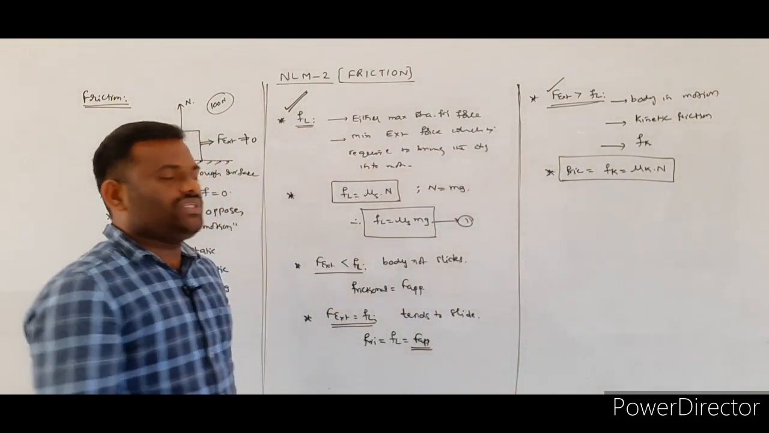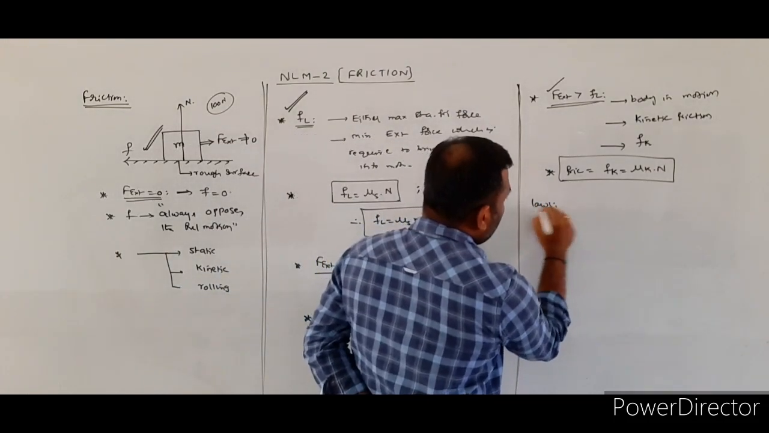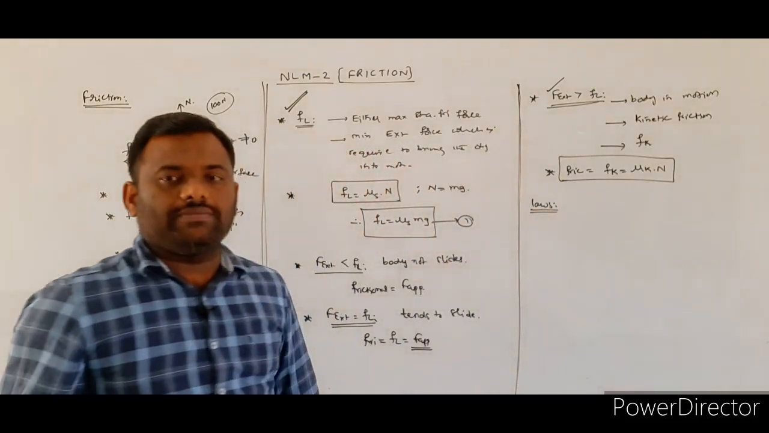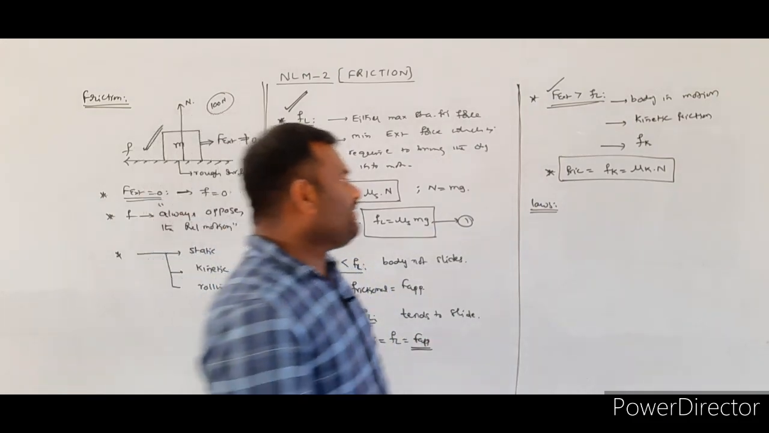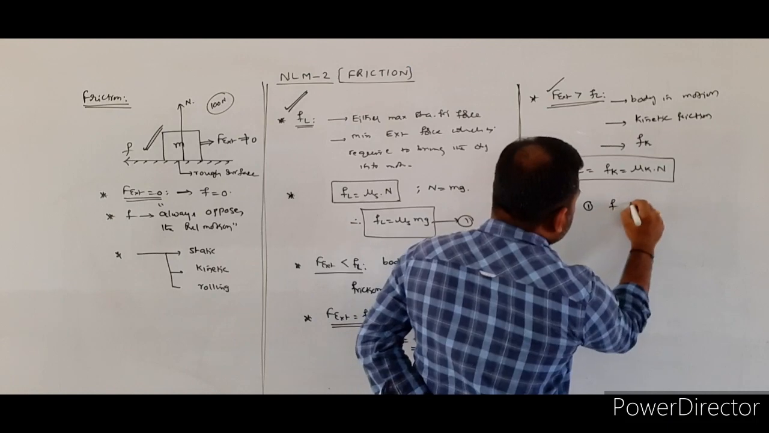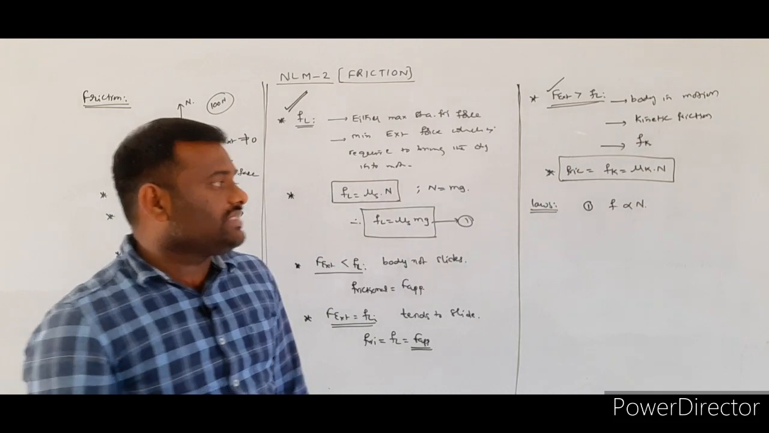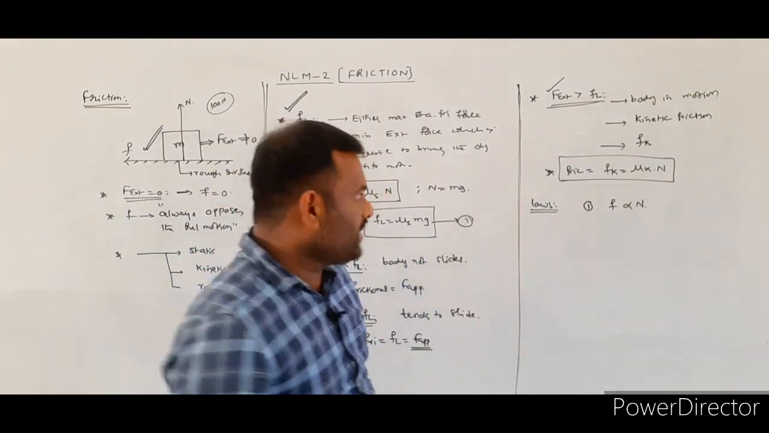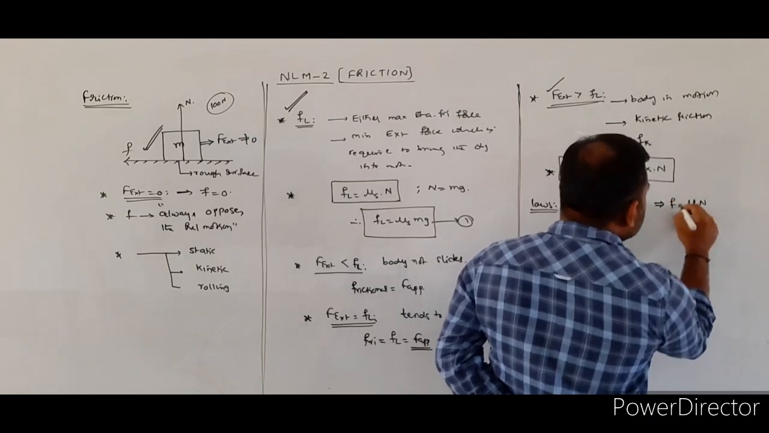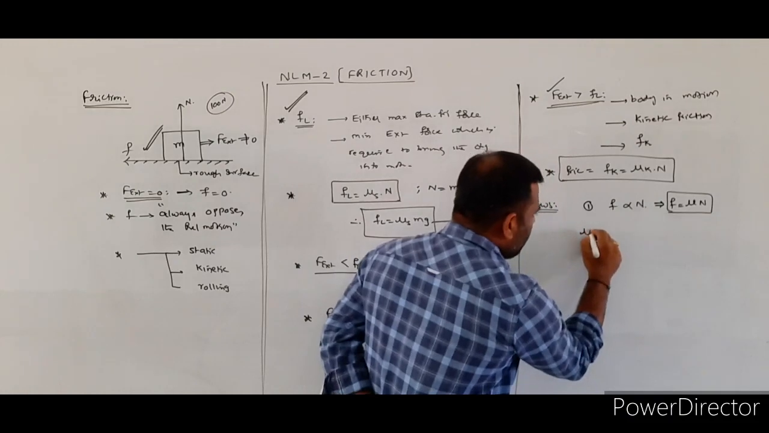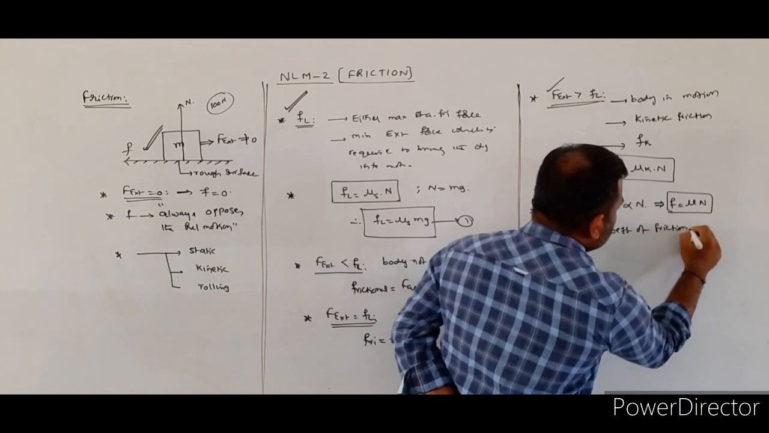So this is the basic information about the frictional force. Next, laws of friction. Whether the body is in the state of rest, in the motion or in the rolling, the frictional force is always directly proportional to the normal reaction. To remove the proportionality, we introduce some constant value. That constant value is taken as mu. What is the mu here? Mu is called the coefficient of the friction.